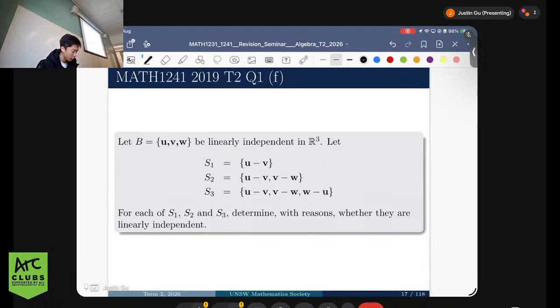Okay, I'm going to quickly go through this. For S1, it's really just the definition. Essentially we only have one vector in S1, and it is linearly independent if and only if that vector is non-zero. And we know that U and V are linearly independent. If U and V are linearly independent, that means U is not equal to V, which then means that U minus V is not equal to 0.